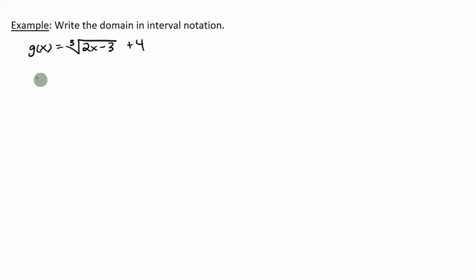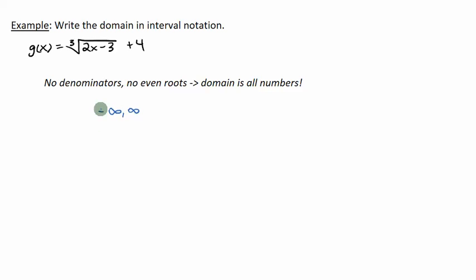Here's another example, the cube root of something plus 4. And again, you can take a cube root of any number. So no matter what you put in here for x, it's not going to cause any calculation problems. And adding 4, of course, is not going to cause any calculation problems. There's no denominators, no even roots. So the domain is all real numbers again. And of course, we just saw the number line picture of that. It's negative infinity to infinity is the domain of this function. Let's try another one.